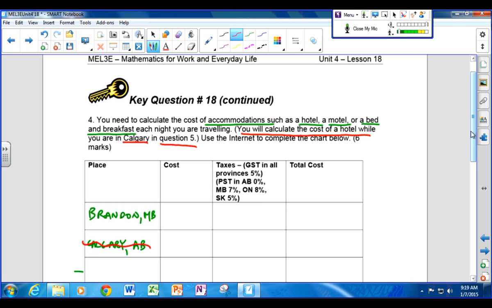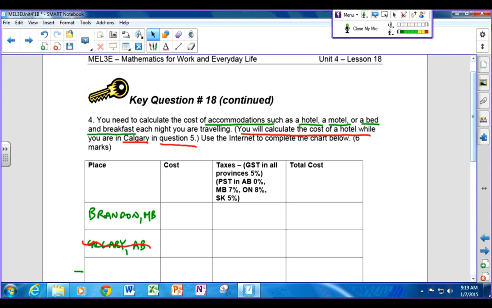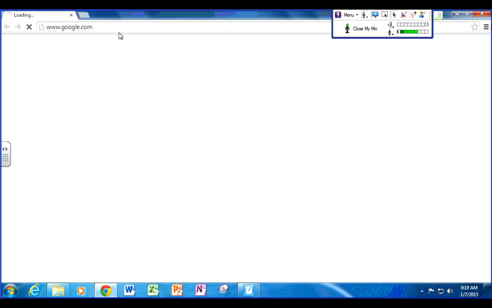Well, if I knew someone who's been to Brandon, I would ask them where they stayed. If I knew someone that was in Brandon, maybe I'd ask to stay with them. But because I don't know, I'm going to have to just look on the internet. That's all I can do. So I'm going to just go on the internet here. Okay. So Brandon.